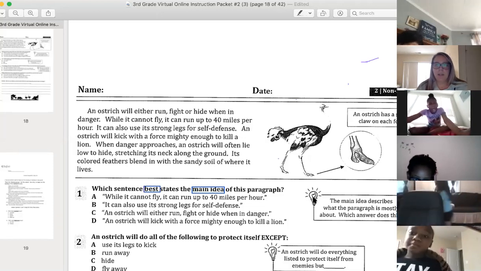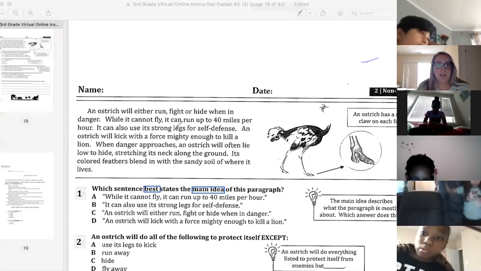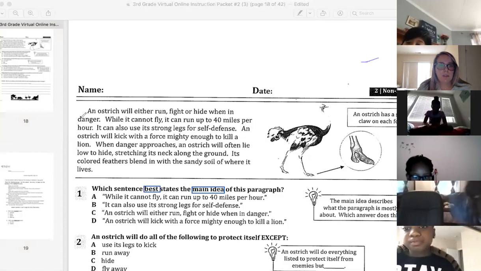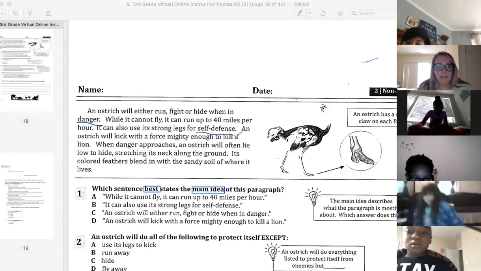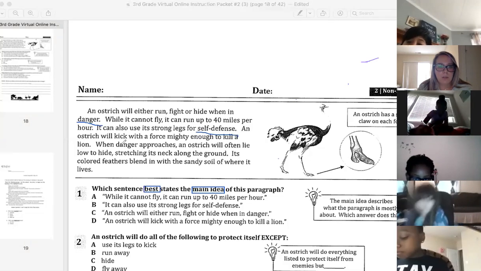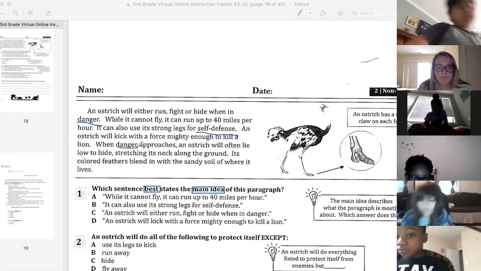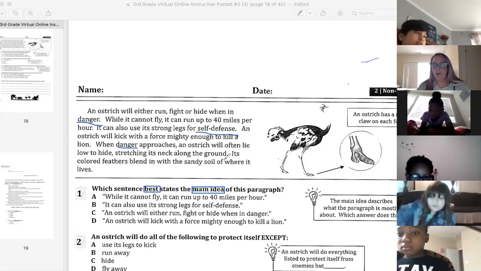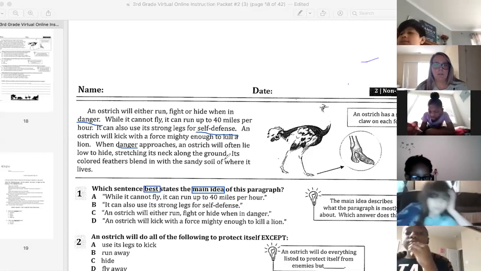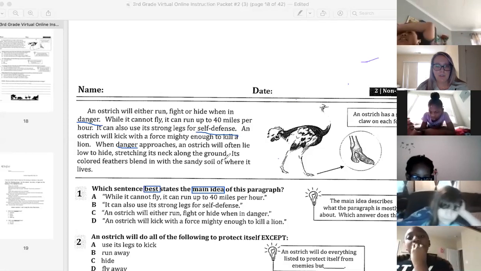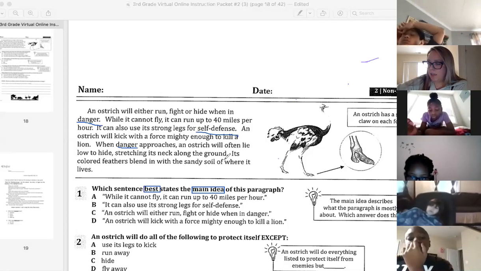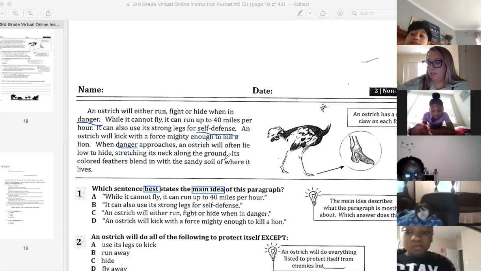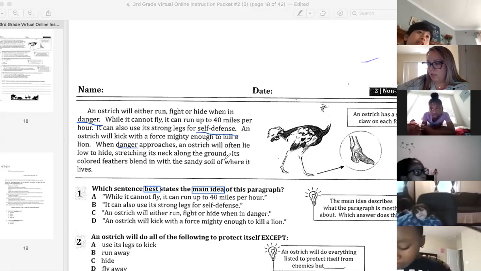So if I think to myself, I'm going to underline some certain things. I see the word danger. I see the word self-defense. I see the word danger again. Okay. So I know my main idea has to deal with something about it defending itself. So if I have my main idea, it's what the entire passage is about.